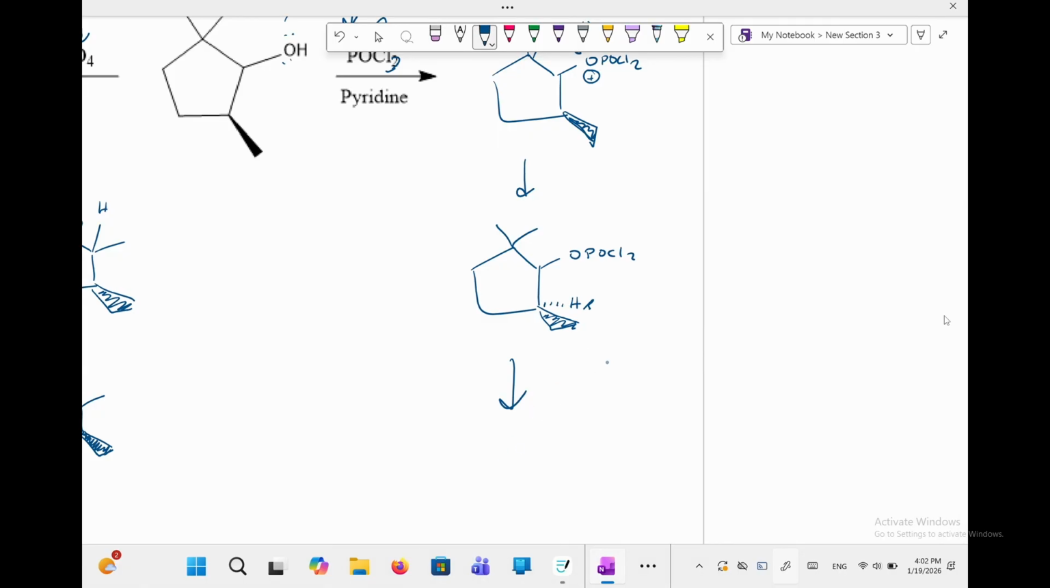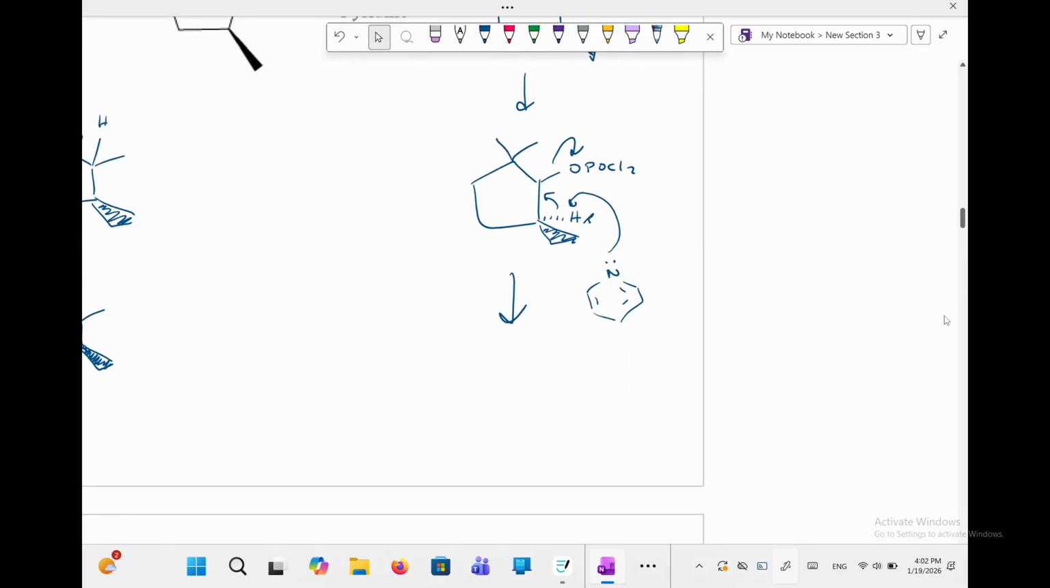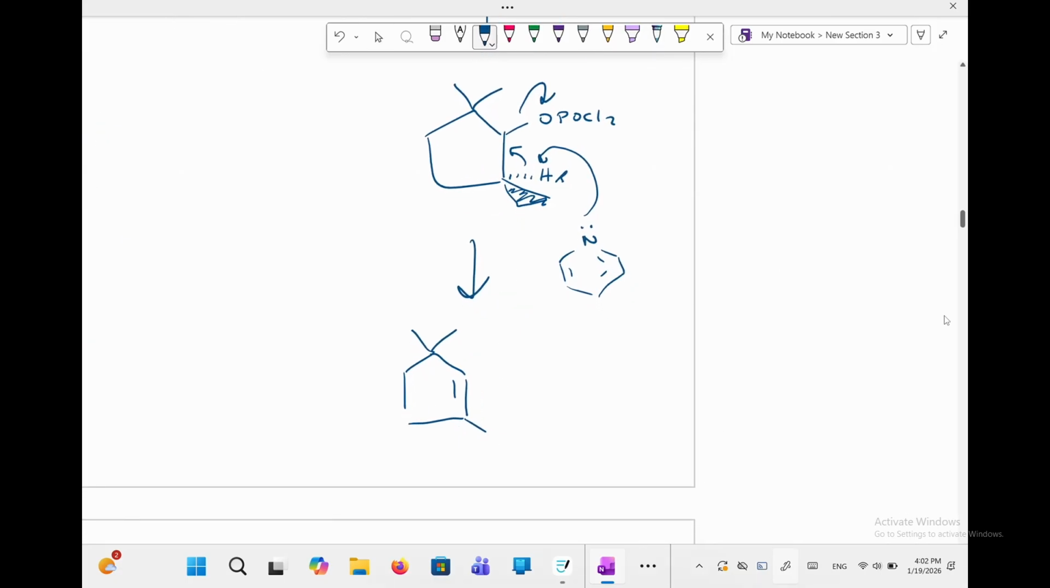Okay, it's going to snatch that. The bond here is going to make an alkene and kick off the O-POCl2, making the product. Notice that when we abstract this hydrogen and make this alkene, the stereocenter is erased, because you need four different things around a carbon to make a stereocenter. Now there's only three. Okay, keep that in mind.